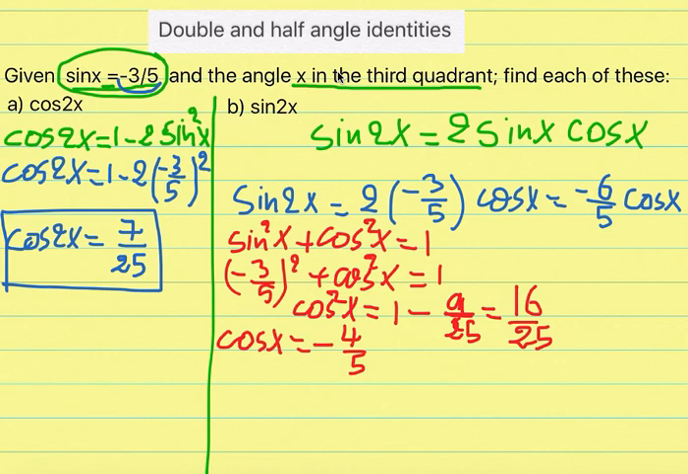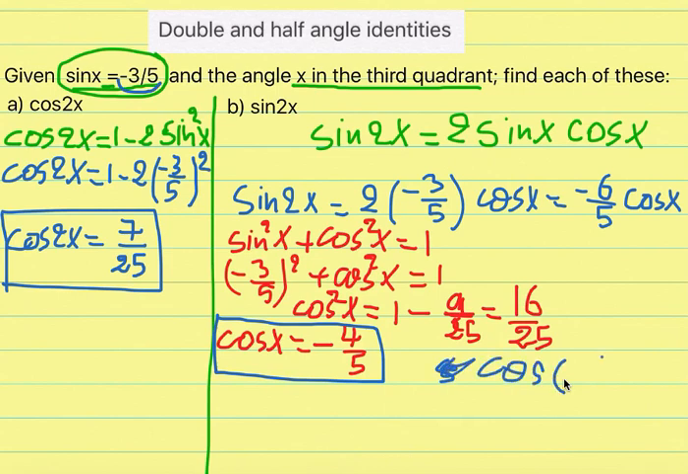If you are having difficulty remembering the sign of cosine in the third quadrant or any quadrant, it is very simple. Take your calculator and calculate cosine of any value in the third quadrant, such as 200 for example, and look at the answer. You get a negative answer. Okay, so that means the cosine is negative.